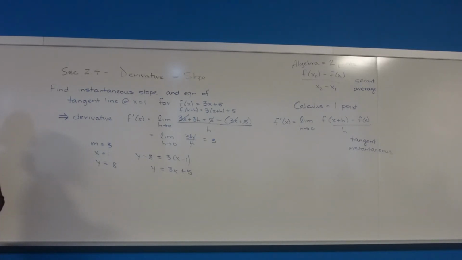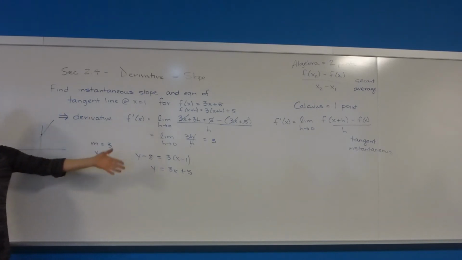Is that surprising? At any point on here, the tangent line is the line. It doesn't change, right? So this makes sense. The tangent line to a line is the line. That makes sense.